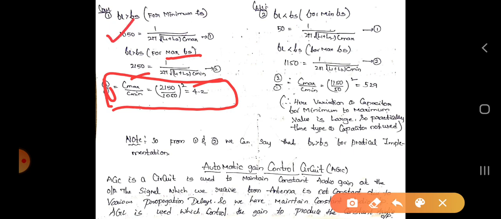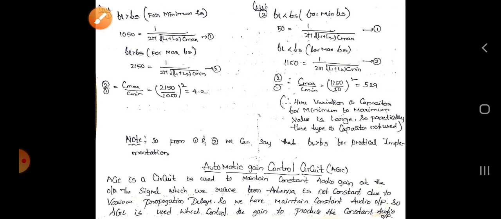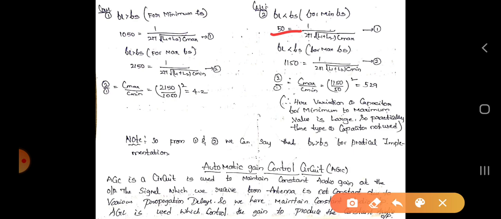Now I will explain case 2. In case 2 we are considering FL less than FS, and for minimum FS, which is 550 kilohertz, I have already told that this is FL less than FS. So instead of using 1050, we are using 50 kilohertz. So we will take the local oscillator frequency as 50. We are down converting it. Our required intermediate frequency is 500 kilohertz. So 550 minus 50 is 500 kilohertz. This is how the mixer will work.